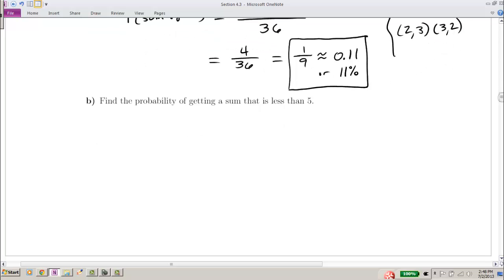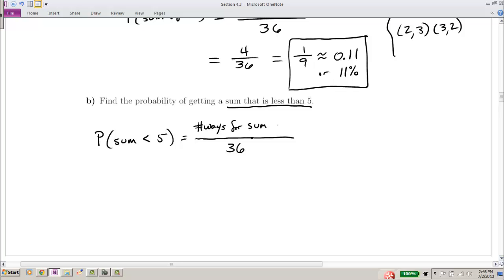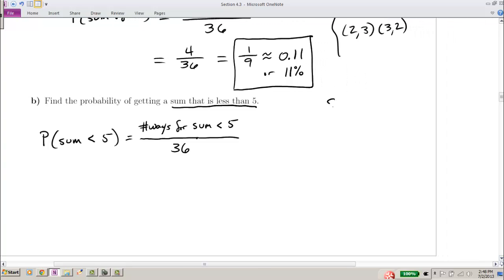In part B, let's find the probability of getting a sum that is less than 5. So a sum less than 5. I need the number of ways to get a sum less than 5, and then divide by the size of my sample space, which is again 36. So if I got a sum less than 5, that means I either rolled a 2, a 3, or a 4.